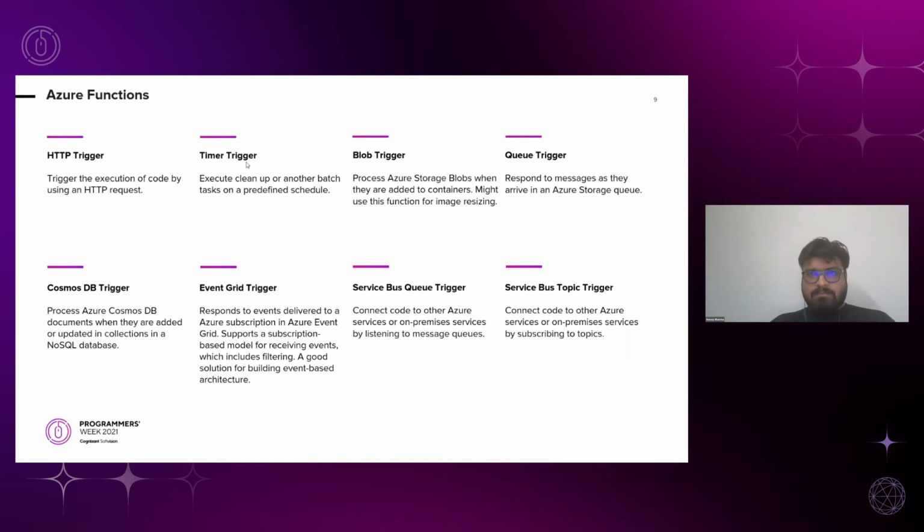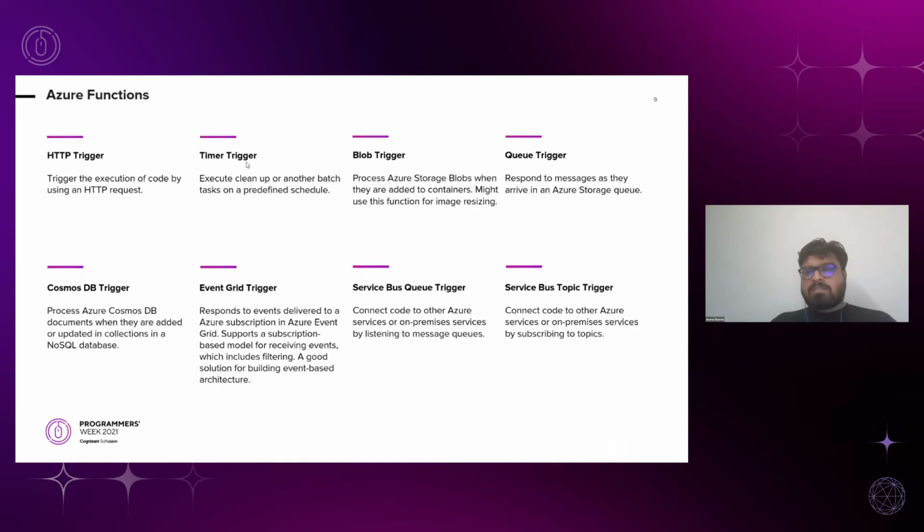What is a queue? When it comes to event-based architecture, the queue plays a good role. With the queue trigger, we can create an Azure function and trigger it whenever a message comes to the queue. The function will automatically trigger, we will get the message, and we can process it based on the data we are receiving.